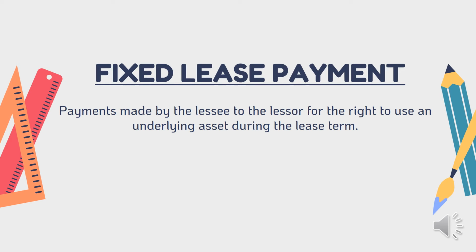Fixed lease payments are payments made by the lessee to the lessor for the right of use an underlying asset during the lease term. So, under PFRS 16, merong mga examples of lease payments that are variable in legal form but should be treated as fixed in substance. Number one is the payments that must be made only if an asset is proven to be capable of operating during the lease.